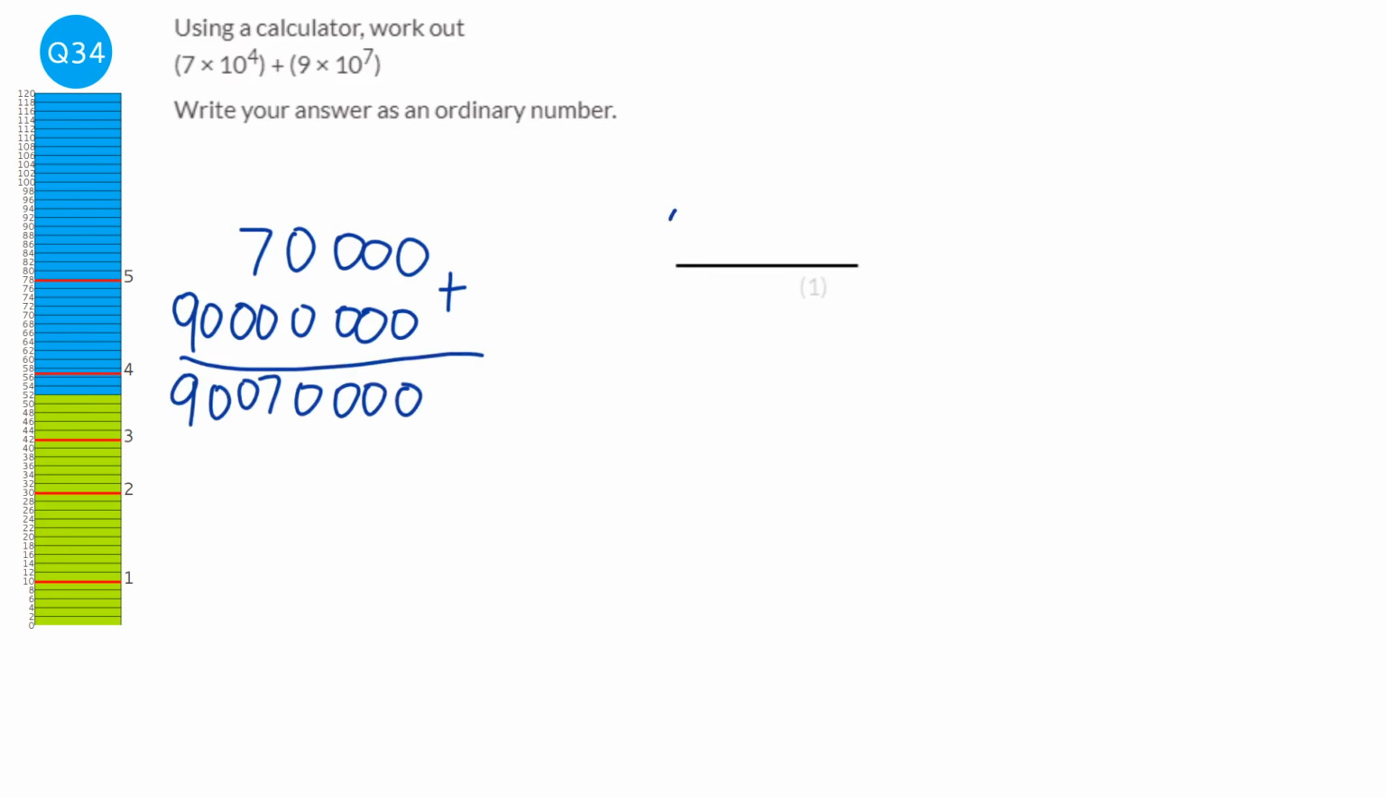900,700,000. Now if you have access to a calculator, if this is on the calculator paper, then you can just type it into your calculator. Some people think there's a quick way of doing this, like adding the 7 and the 9. There isn't. You've just got to work out what this number is, work out what this number is, and add them together.